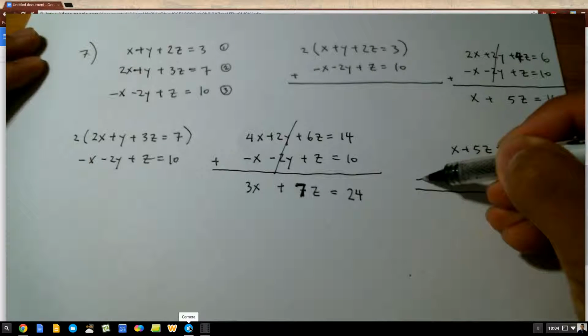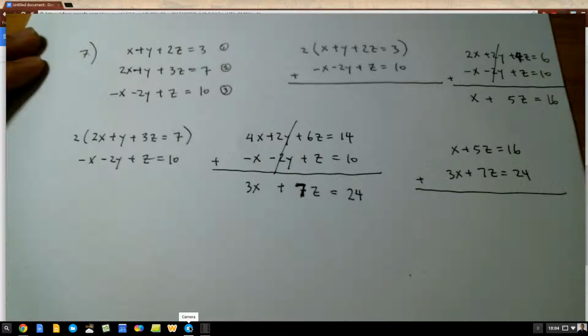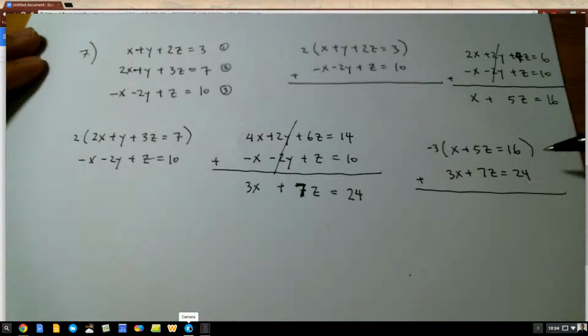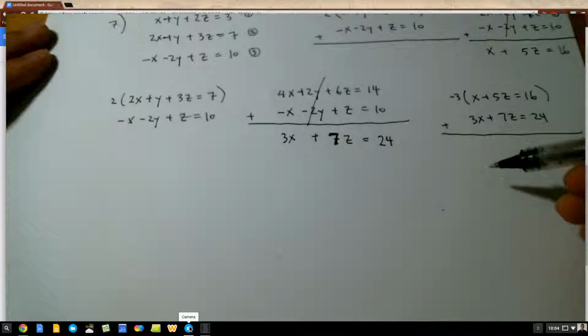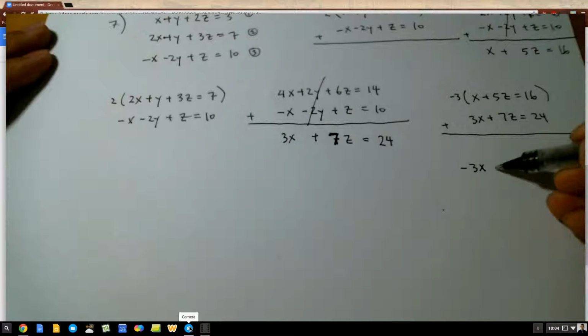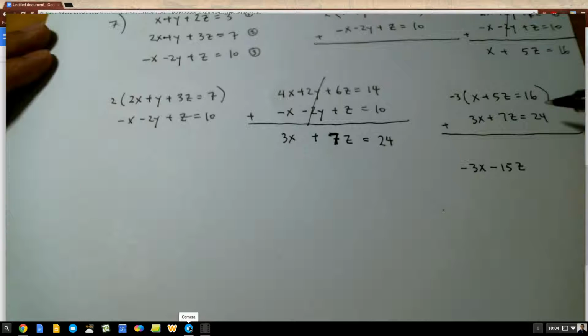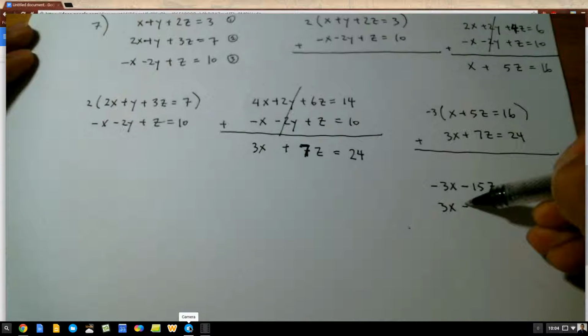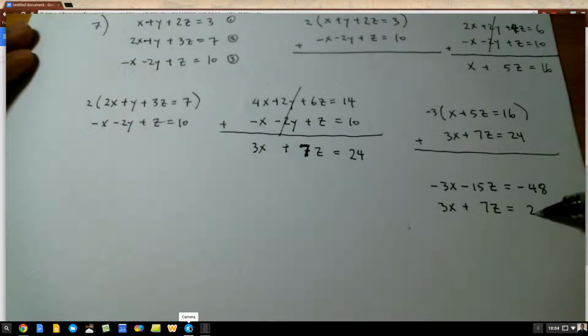Once again, if I add them, neither the x nor the z cancels. So I've got to multiply the top by something. Since I want to eliminate the x, I'm going to multiply the top by negative 3, because that will make it negative 3x, and 3x, they can cancel very easily. So if I multiply the top by negative 3, what does my new equation look like? It'll just be negative 3x minus 15z equals, what's 16 times 3? Negative 48. And I just simply rewrite the bottom: 3x plus 7z equals 24.